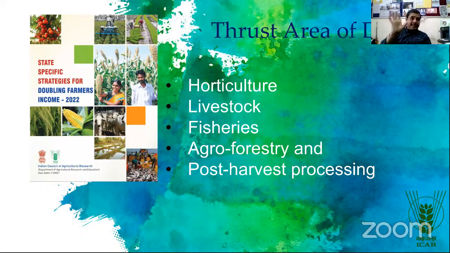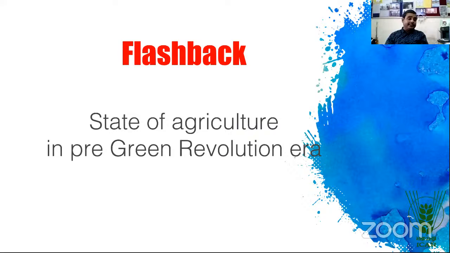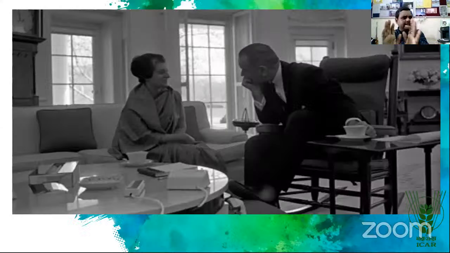These are 5 key areas we have to discuss if we want to double farmers' income by 2020 or in the quickest possible time. What was the state of agriculture in India during the pre-Green Revolution? We just have to have a flashback. This is the $1 million picture.